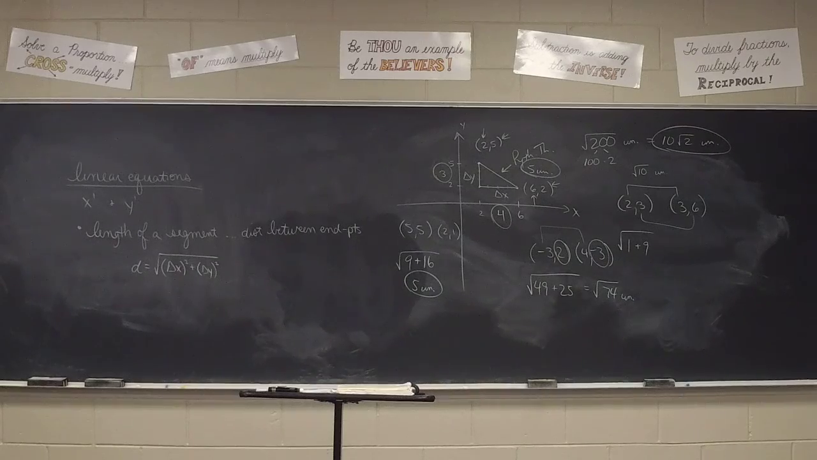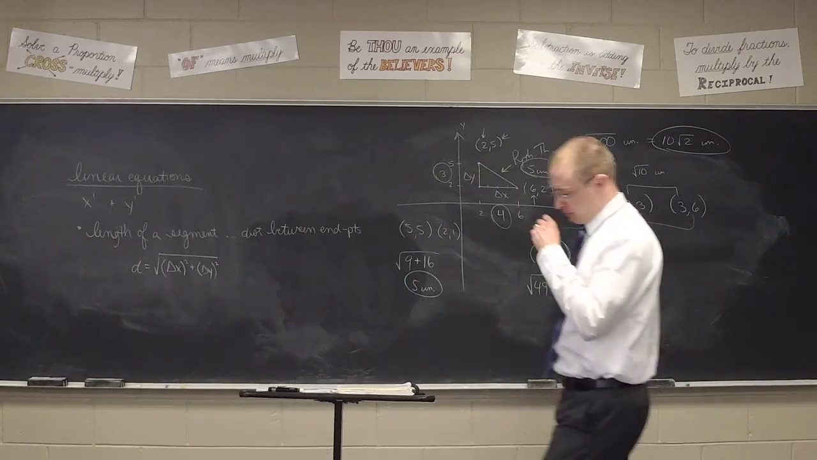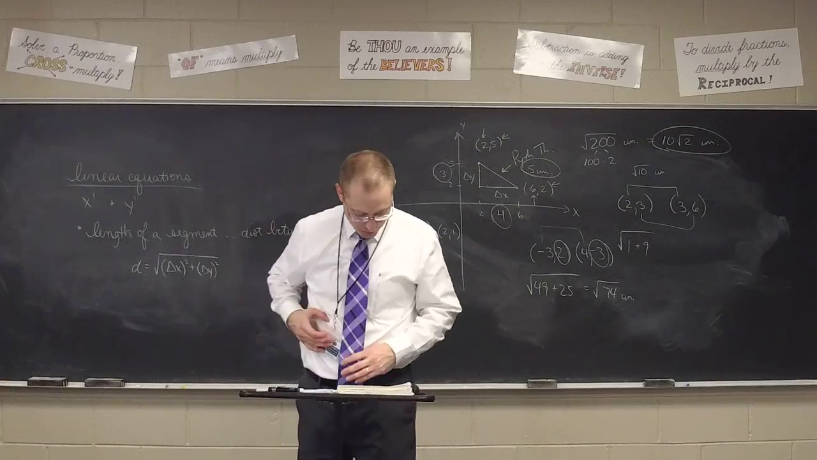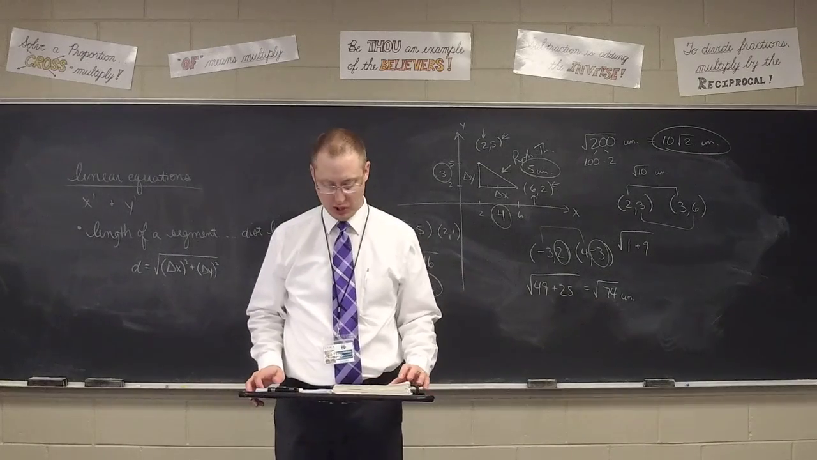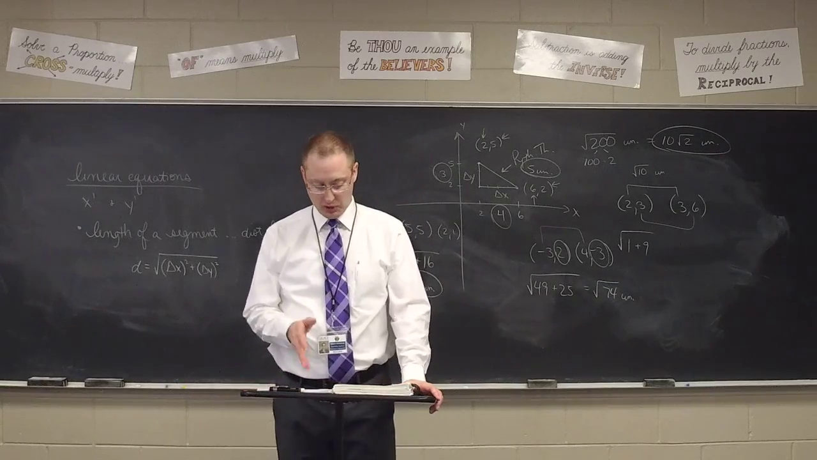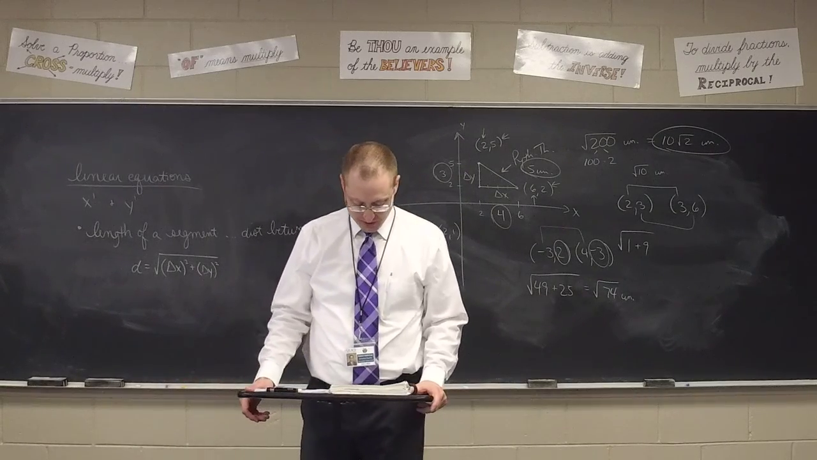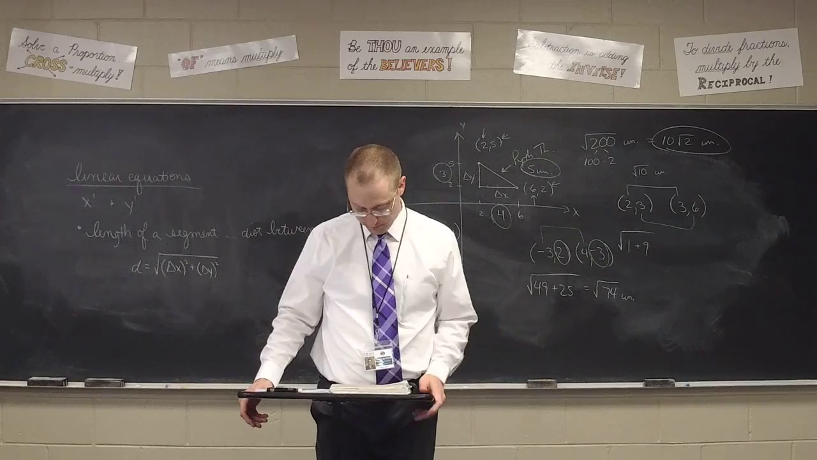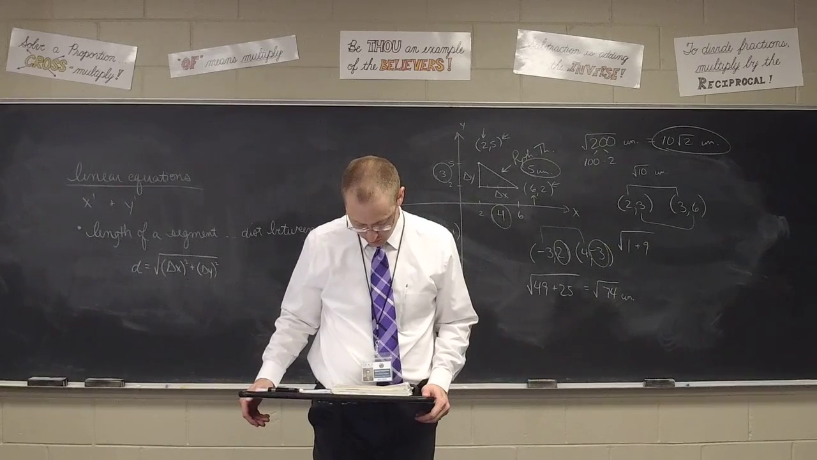Finished with all four? All right, letter A of number 2. What did you get for the length of the segment, Jamie? 5 units. 5 units, very good. Change in x 3, change in y 4, square those, take the square root, we get 5 units.